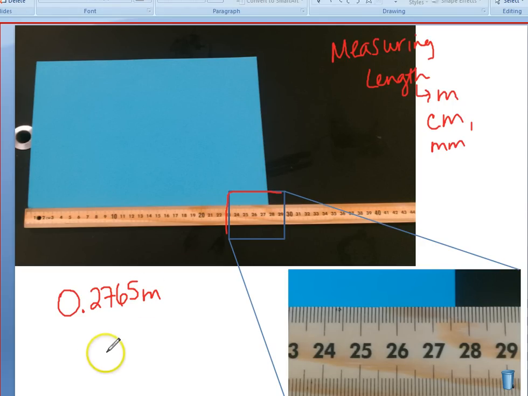You could of course measure this in centimeters. If you measured it in centimeters, it would be 27.65 centimeters, because each one of these numbers is a centimeter. So you need to be careful what unit you're asked for.